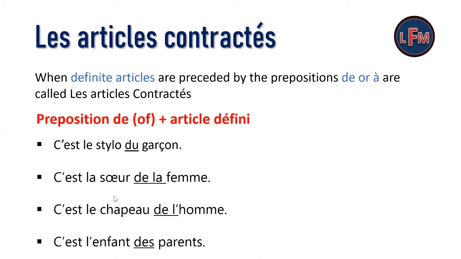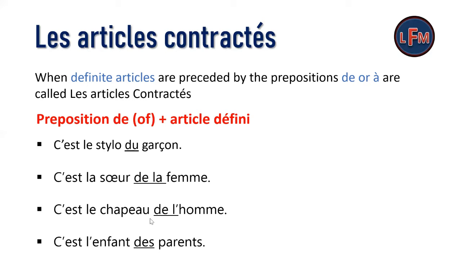For example, c'est le stylo du garçon. This is the pen of the boy. Here, garçon means boy. Garçon is masculine singular, so we will use du, of the boy. C'est la sœur de la femme. This is the sister of the lady. Here femme is feminine singular, so we use de la, of the lady.